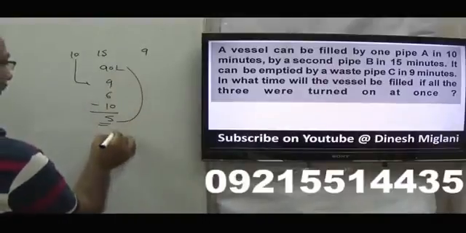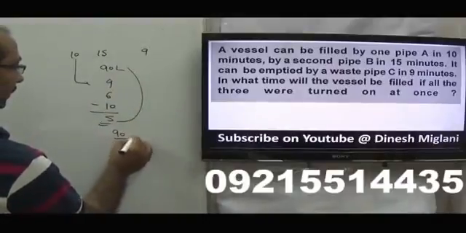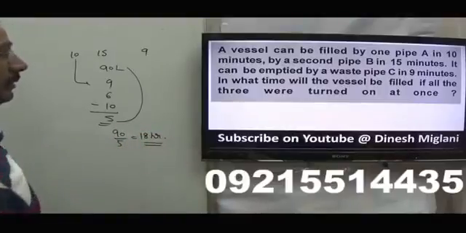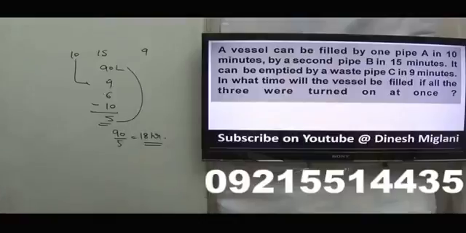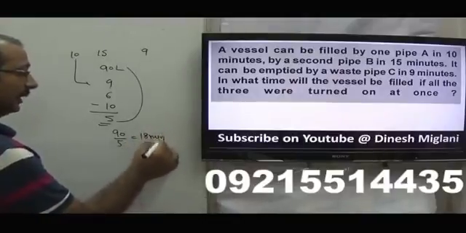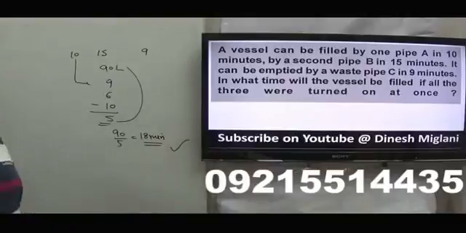How much time do they take? 90 by 5. The answer is 18 hours. 18 hours is your answer. Right? The answer is very simple. Sorry, 18 minutes, because here it is given in terms of minutes. So my answer is 18 minutes. That becomes my answer.